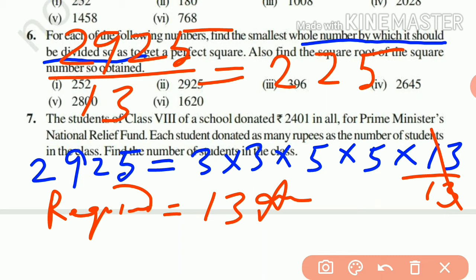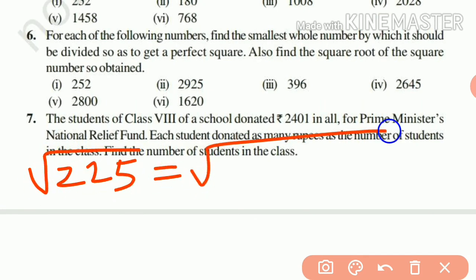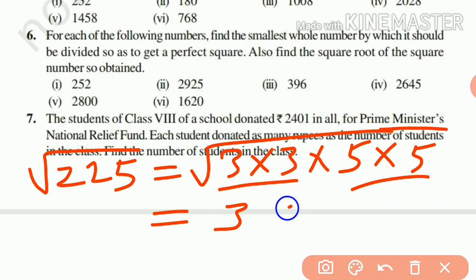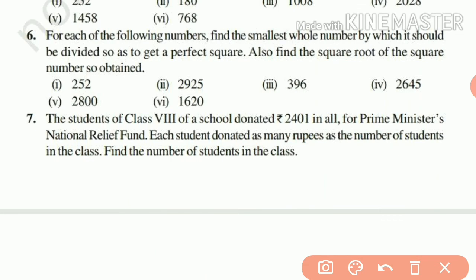Then the square root of 225 will be like this. The prime factors of 225 will be 3 3 and 5 5. Here is one pair, here is one pair, and this is 3 and this pair is 5. So 3 times 5 is 15. This is the answer of the second part. And similarly we can solve the next question.